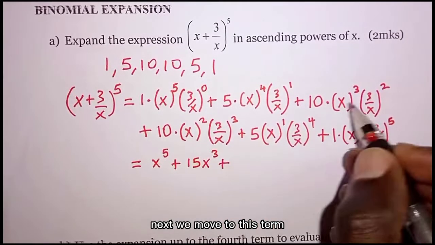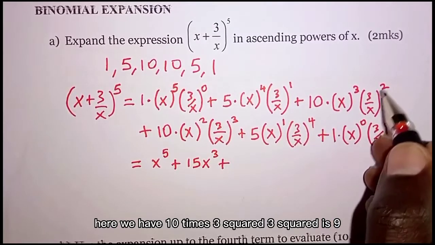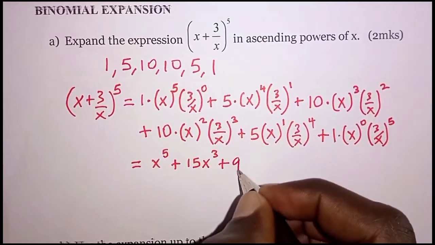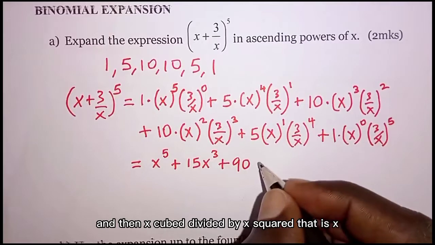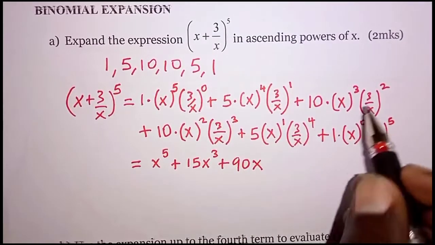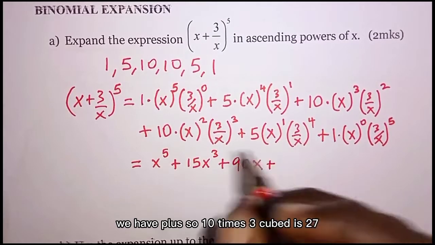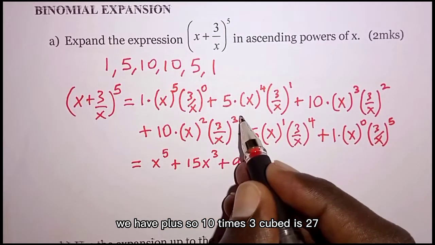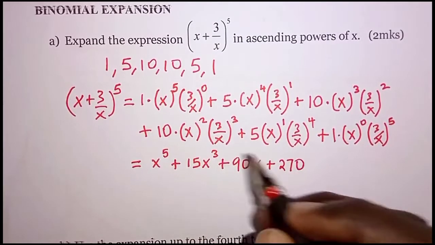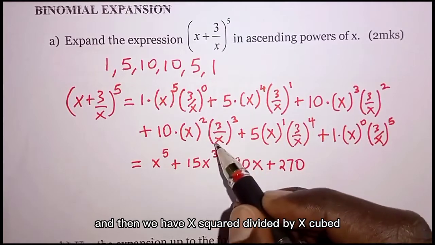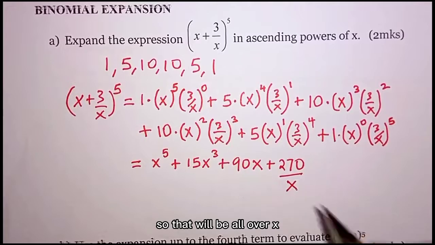Next, we move to this term. Here we have 10 times 3 squared. 3 squared is 9. 9 times 10 is 90. And then x cubed divided by x squared, that is x. Next is this term here. So we have plus 10 times 3 cubed, which is 27. So 27 times 10 is 270. And then we have x squared divided by x cubed. So that will be all over x.